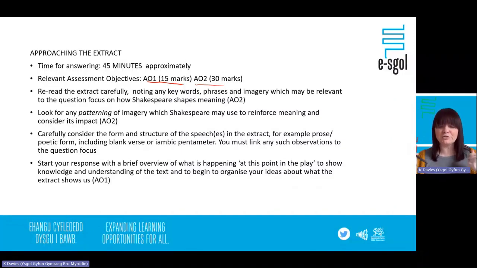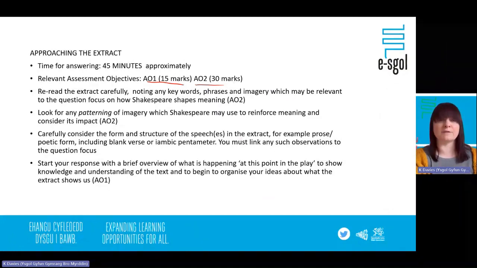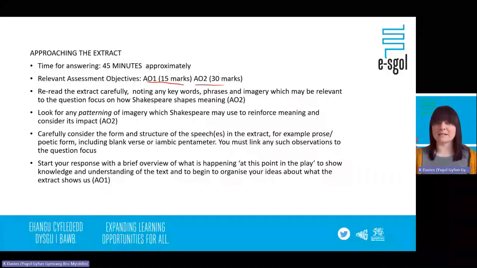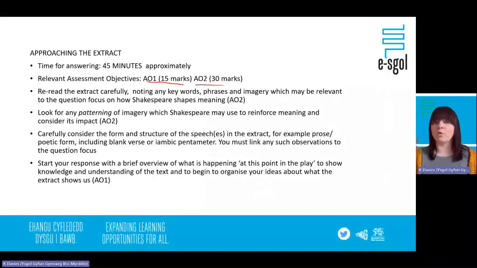Okay, to show your knowledge and understanding of the text, and then begin to organize your ideas in an effective manner. We need to make sure that when we are considering the AO2, when we're thinking of the pattern of imagery and form and structure, phrases and imagery that's being noted, we also have to remember that we're thinking about this as a drama as well.